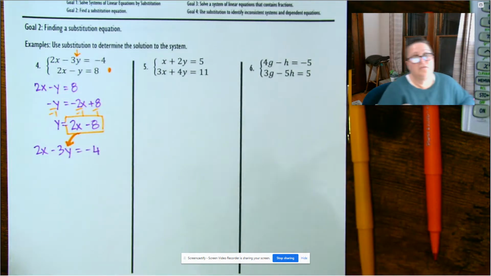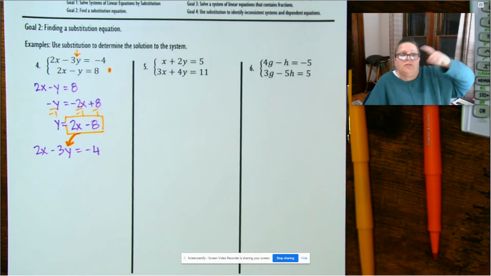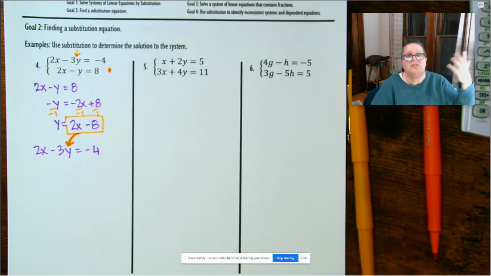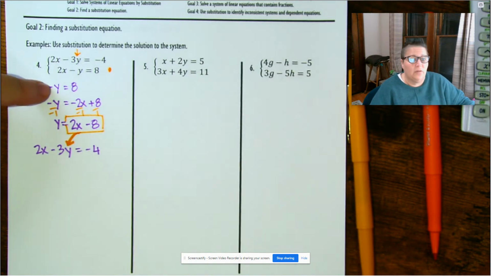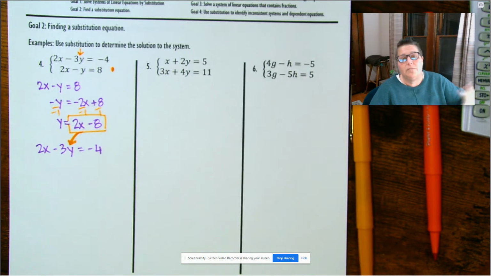Okay? Here's the thing. You have to put it into the other equation. If you put it back into the equation you just did, you're just spinning in circles. I mean, if I use this equation to solve for y, and then once I have y, I put it back into this equation, I'm just spinning. I need to put it into the other equation.